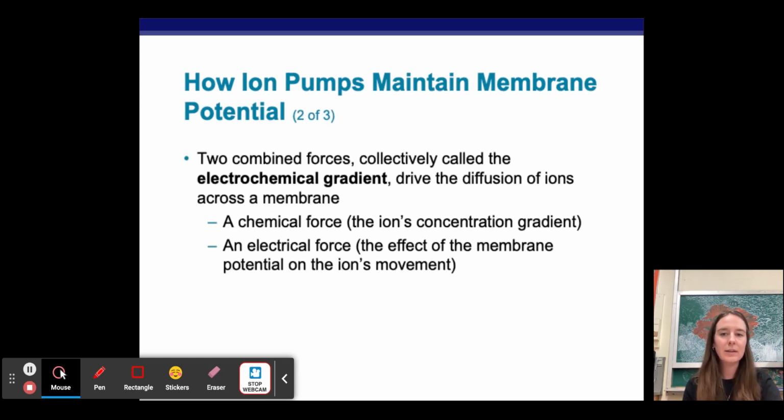All right, so what this creates is a few things called forces. Together we call them the electrochemical gradient. And what this does is it drives the diffusion of ions. So ions can diffuse across a membrane. And that's because of the first thing, which is the chemical force. So the chemical force, chemical means molecule or particle. And in this case, this is having to do with the ion's concentration gradient. So ions will move down their concentration gradient from a high concentration to a low concentration. And that's a force. It's pushing the ion from a high concentration to a low concentration. And then there's this other thing called the electrical force, which is the effect of membrane potential on the ion's movement. So this will allow anions to move out of the cell towards the positive side outside the cell.